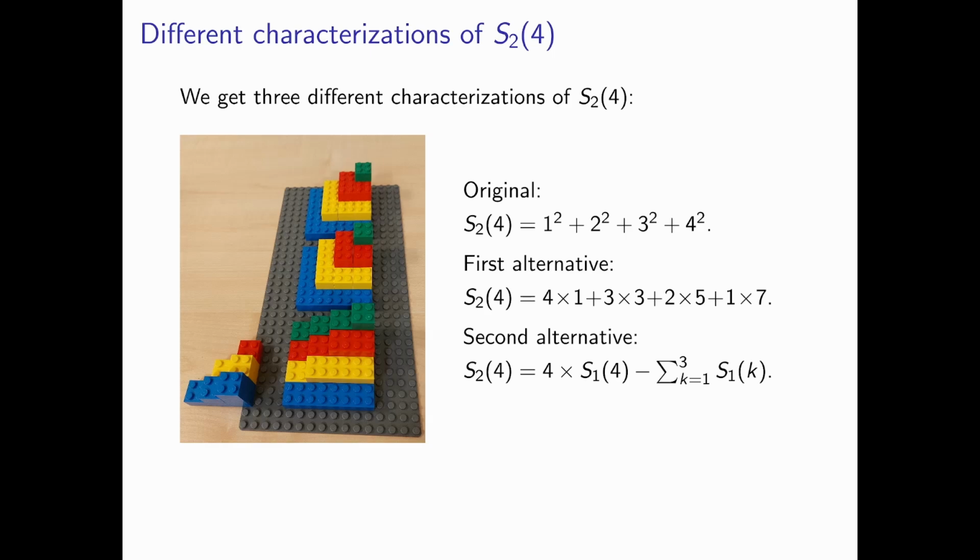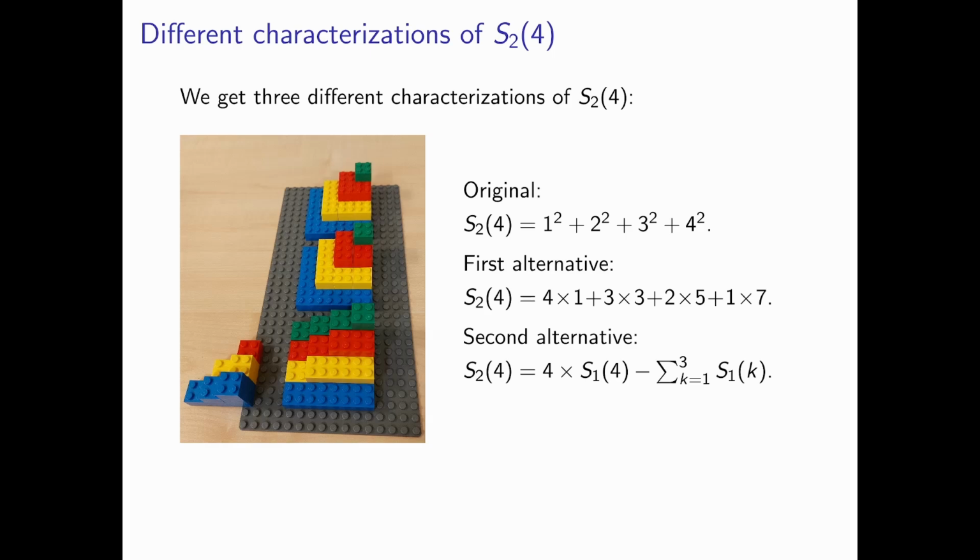Let's talk about what we just saw and how the observations we made for s sub 2 of 4 can be generalized. Originally, we had that s sub 2 of 4 is just 1 squared plus 2 squared plus 3 squared plus 4 squared, and using the visualization, we organized each term as a horizontal layer in a pyramid. But this pyramid shape can be built in many different ways, and in the first alternative view of s sub 2 of 4, we built the pyramid using vertical stacks instead of horizontal layers. Then we got that s sub 2 of 4 is 4 times 1 plus 3 times 3 plus 2 times 5 plus 1 times 7.